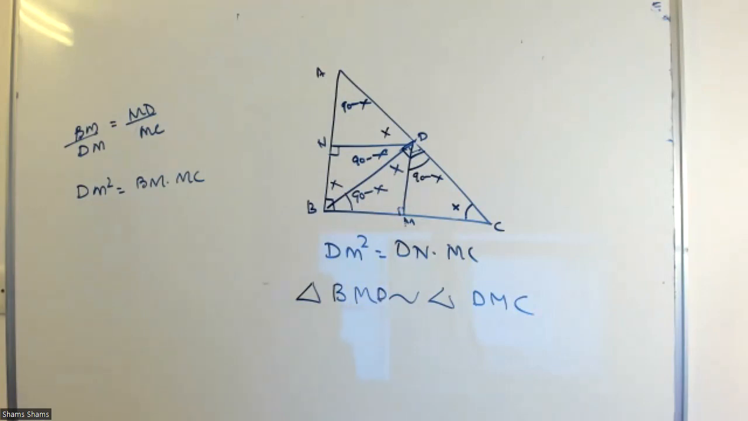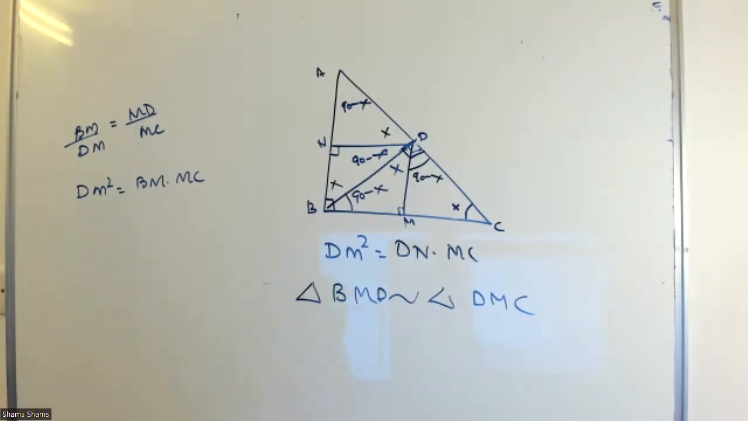triangle BMD similar to triangle DMC. AA similarity. Hence, BM by DM equal to MD by MC. Can you repeat? Okay. Triangle BMD similar to triangle DMC. AA similarity.